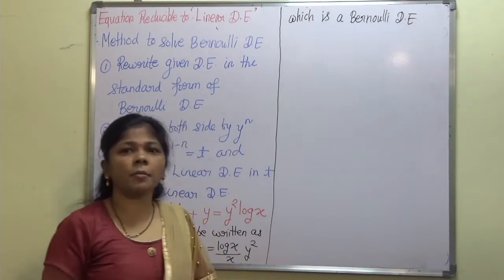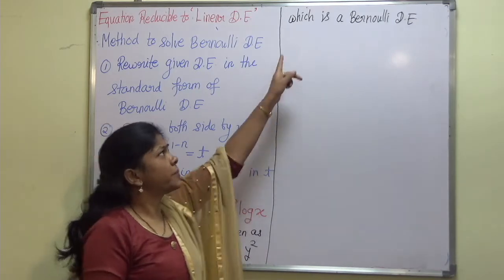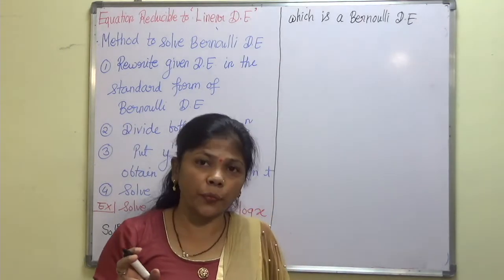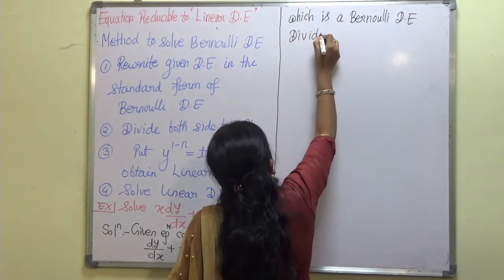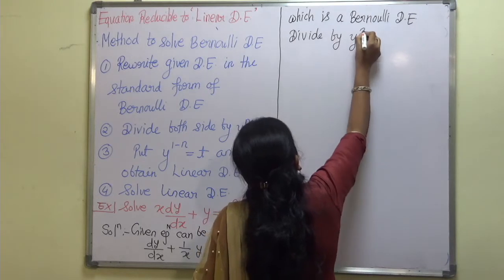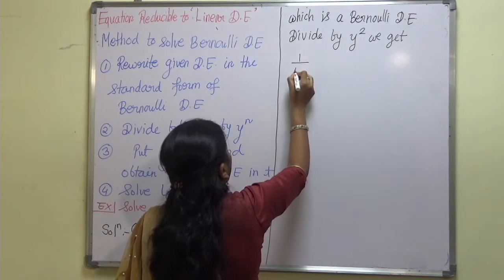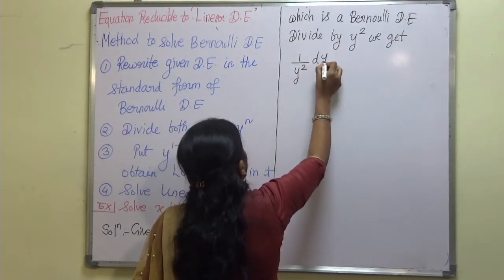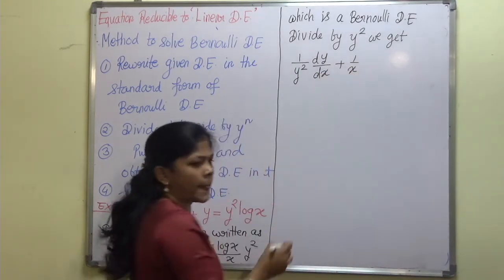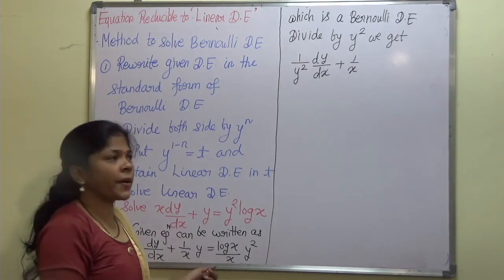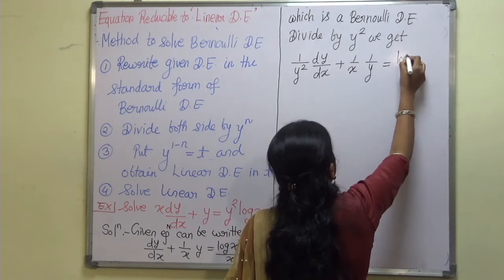Right. So after getting a Bernoulli differential equation, what do we do? We divide by y to the power 2, since it is a Bernoulli differential equation with n as 2. Dividing by y to the power 2, we get 1 upon y square dy by dx plus 1 by x, y upon y square which is 1 by y, is equal to log x by x.